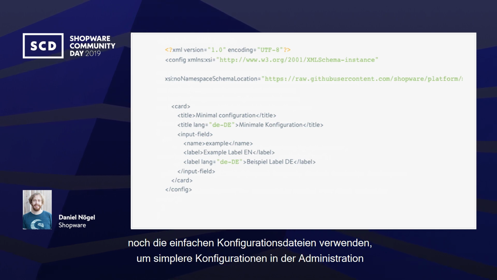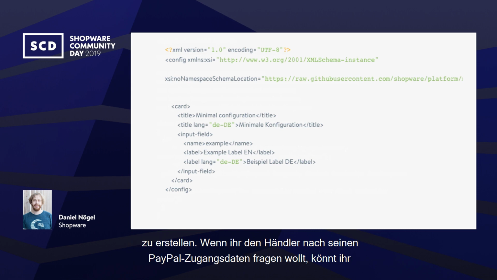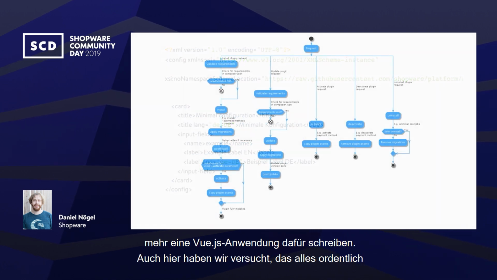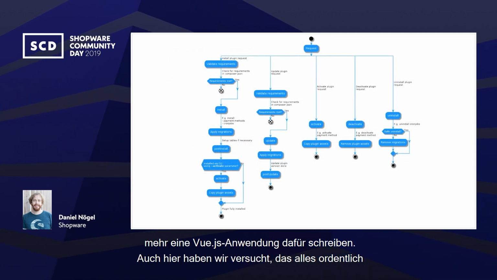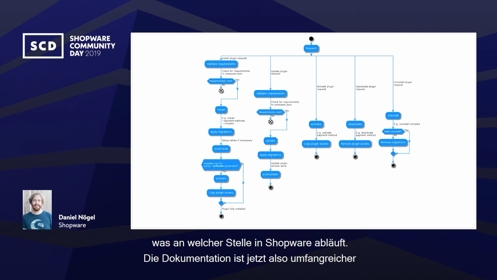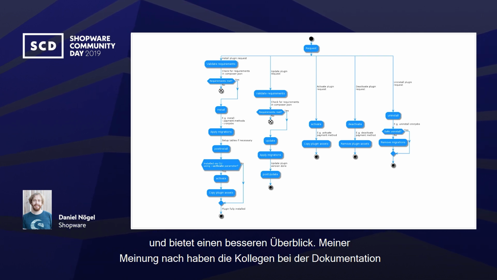So if you just want to ask the merchant for his PayPal credentials, you can simply do that, and it will automatically generate all the forms, and you don't even need to write a Vue.js application for that. And again, we try to document it properly so you can understand at which point which method will be called and when things happen in Shopware. So it's a more sophisticated documentation, a better overview, and I think the documentation guys did a really good job with that.